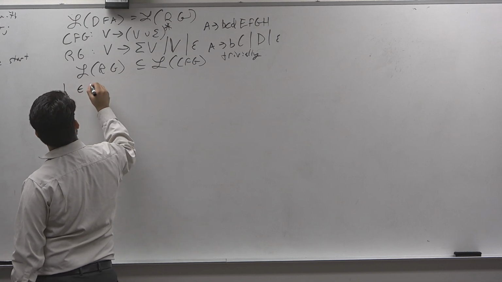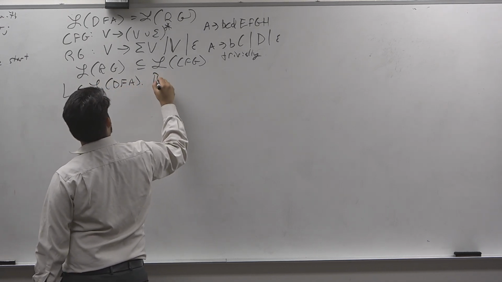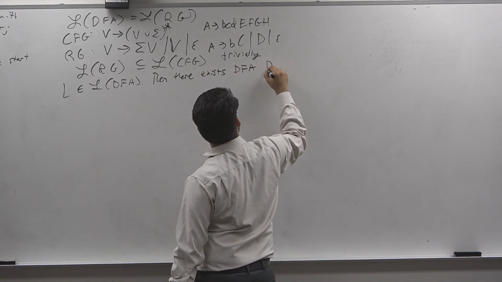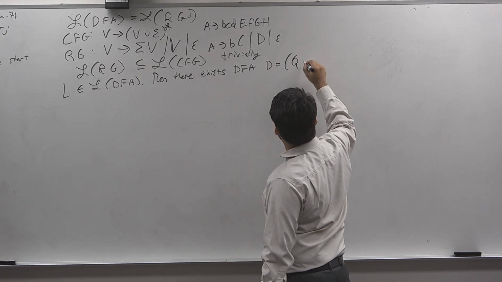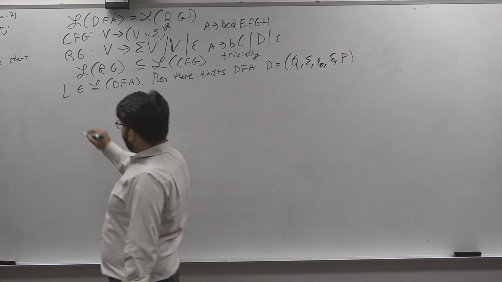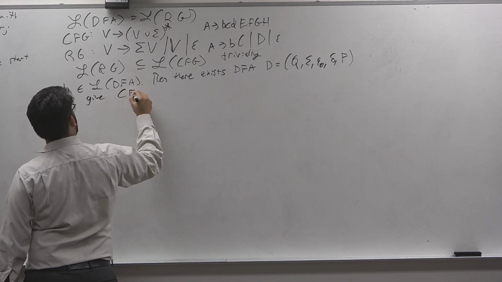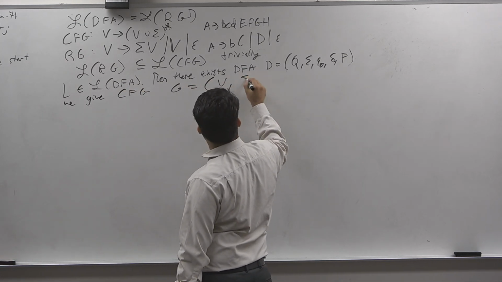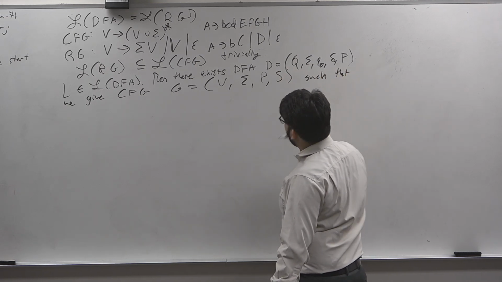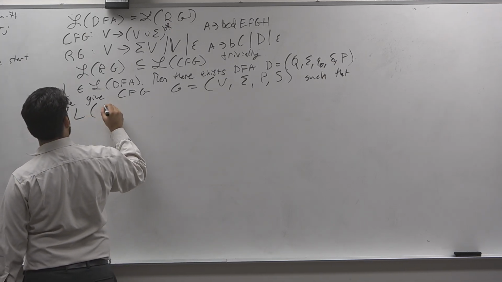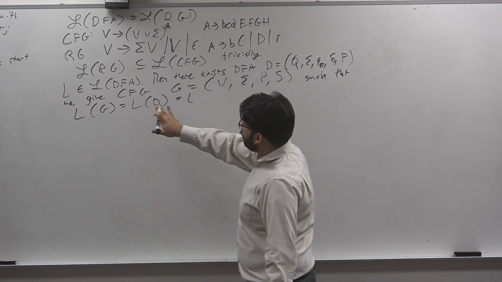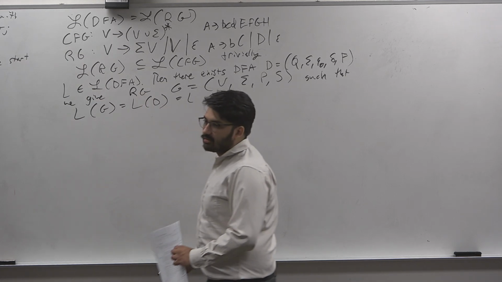Let L be an element of L DFA. Then there exists a DFA, D, which is Q, sigma, Q0, delta, and F. We give a CFG, G, which is V, sigma, the productions, and S, such that L decided by this grammar is equivalent to the one being decided by this DFA, which is equivalent to this L. Not a CFG specifically, a regular grammar. Right?